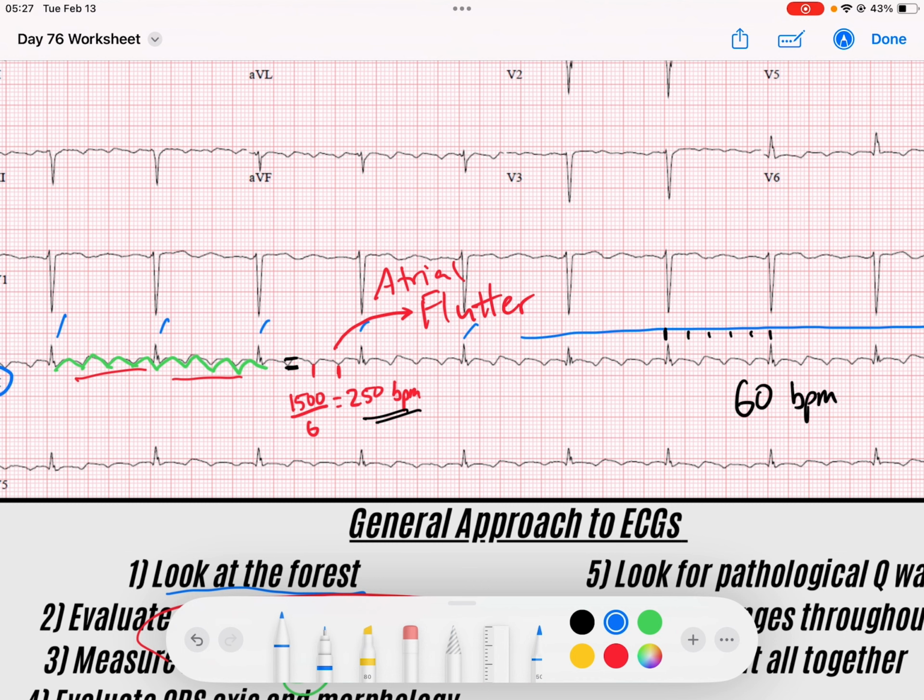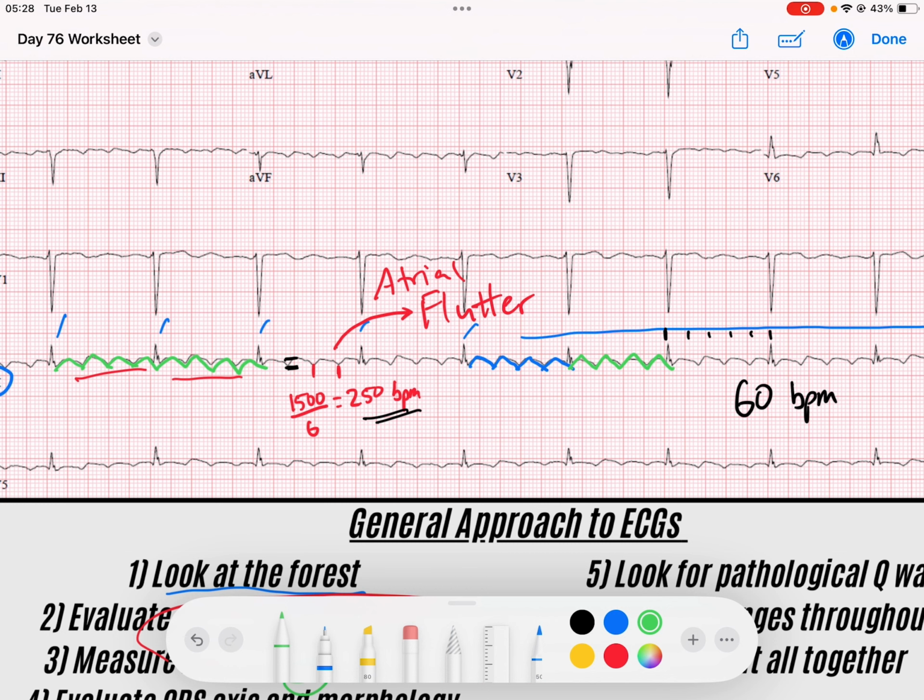And so we can kind of count these out together. So maybe I'll pick this one. Here's the first flutter wave. It's 2, 3, 4. And then we're back to the next set of 1, 2, 3, 4. You'll notice that the first flutter wave after a QRS always looks different than the rest. That's because that flutter wave is also superimposed on a T wave of the previous QRS. So make sure that you're looking for buried flutter waves as well.